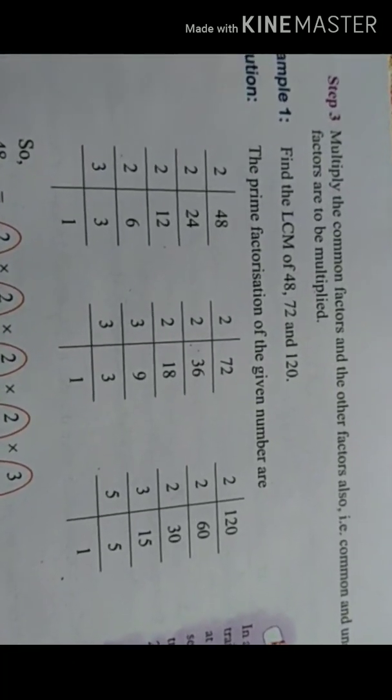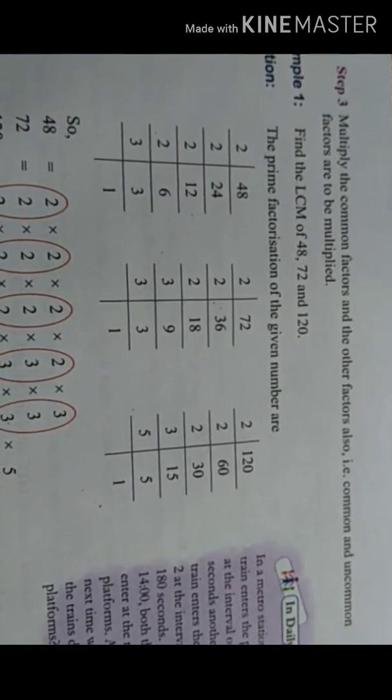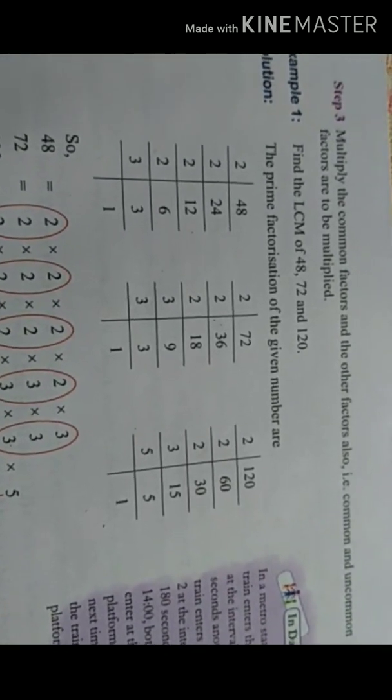First you will circle the common factors. Then the third step, for finding the LCM, is that you will multiply the common factors and the other factors. Common and uncommon factors are to be multiplied. Common को भी multiply करना है और uncommon, non-common.